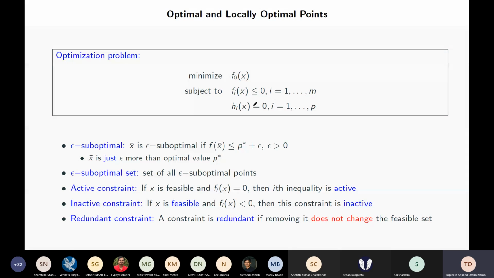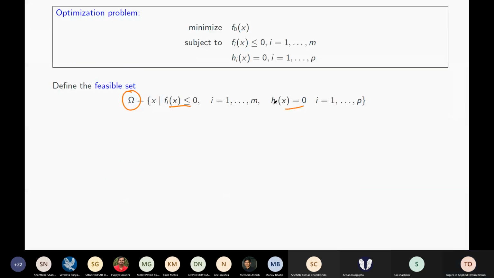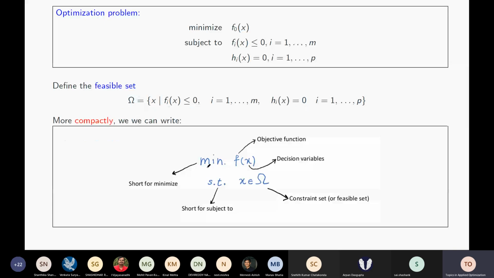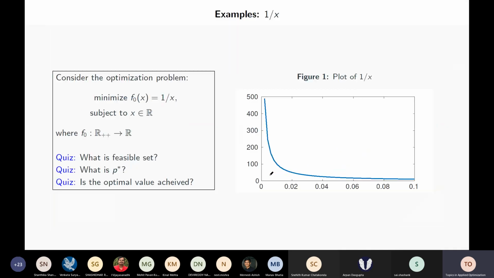So we can define the feasible set using some compact notation, omega. This is the set of all points that satisfy the inequality as well as the equality constraints. So we can use the shorthand notation like this, and then we can write it in a very short form: minimize f of x subject to x belongs to omega. In other words, x satisfies these constraints. So here omega is the feasible set. So we can write this in a more compact form.